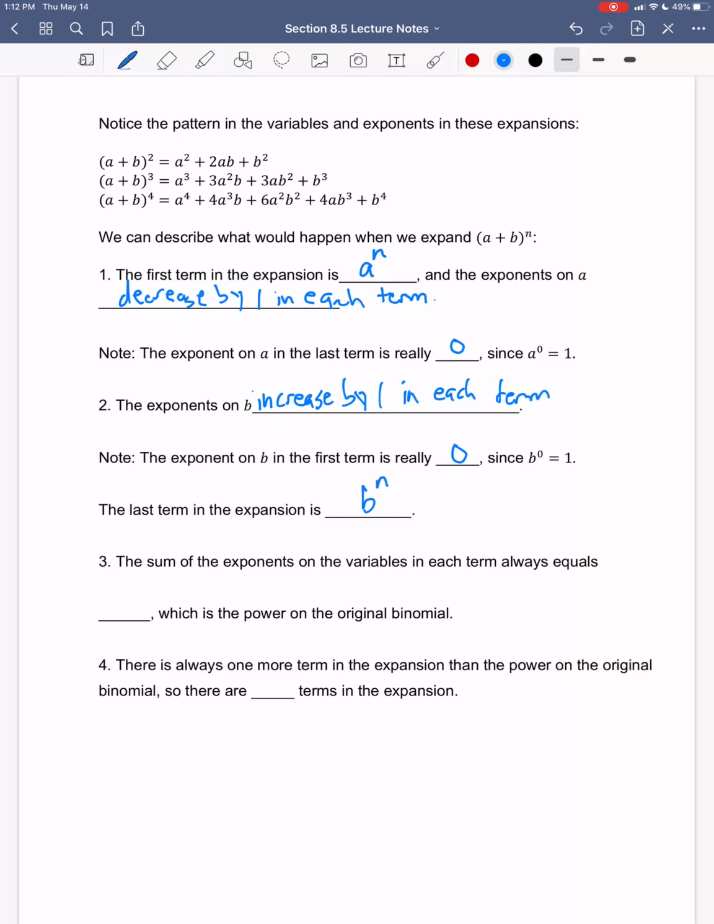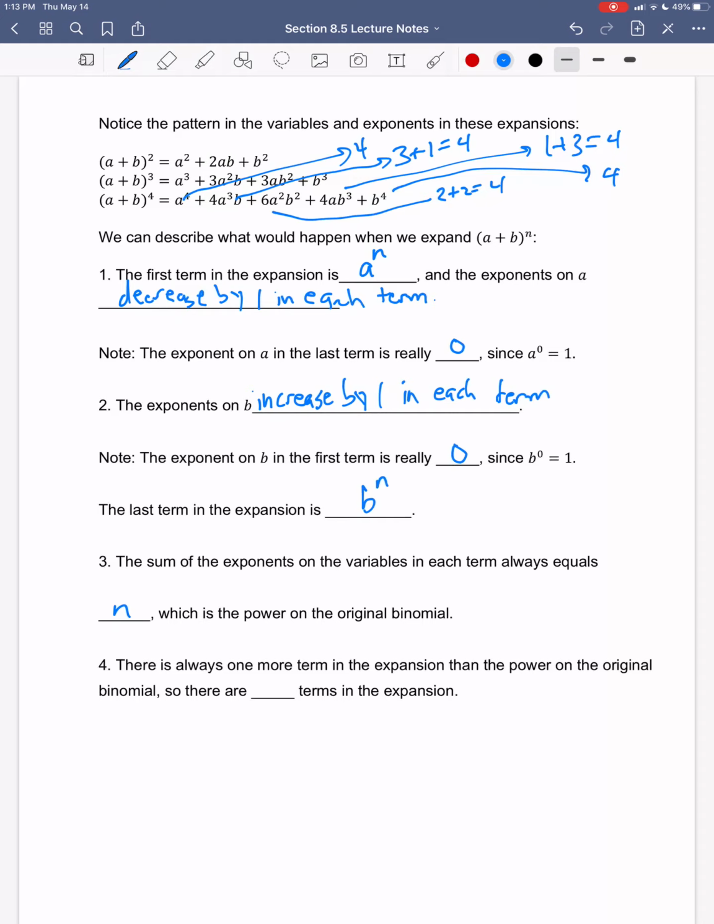n. What about the sum of the exponents on the variables? Notice here, if I look at this, that's just a 4. If I look at this, 3 plus 1 is 4. If I look at this, 2 plus 2 is 4. If I look at this, 1 plus 3 is 4. And if I look at this, of course, that's just 4. So the sum of the exponents on the variables in each term always equals n, which is the power on the original binomial.